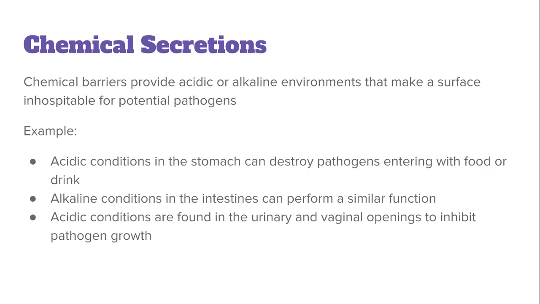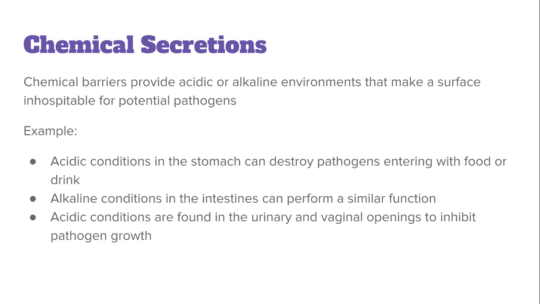The fourth includes chemical secretions, and these provide a chemical barrier which can make an environment acidic or alkaline, and this makes it inhospitable for any potential pathogens. So we've got 3 examples here.